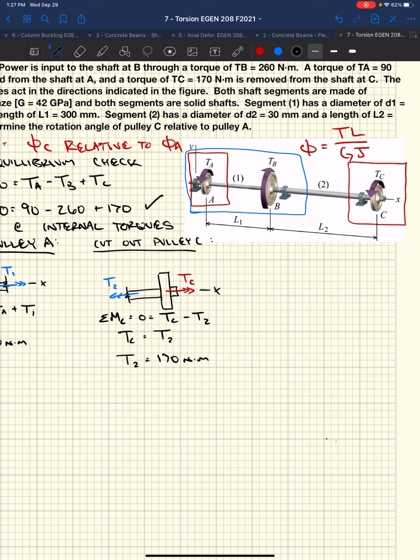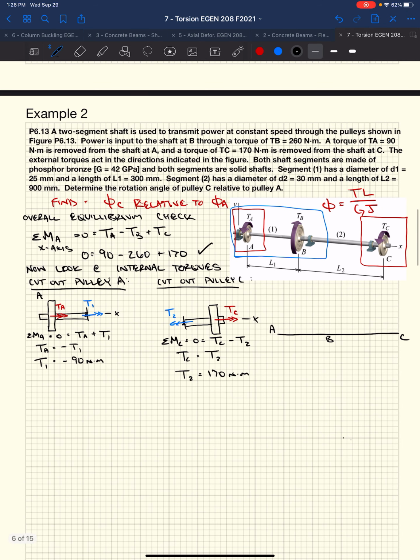So if we looked at a torque diagram, which will be helpful for the quiz next week. If we looked at a torque diagram, which is essentially looking at how the torque varies as we go from one end of the shaft to the other. So if we start at A, work our way to B, and then to C, between A and B, we have shaft 1.